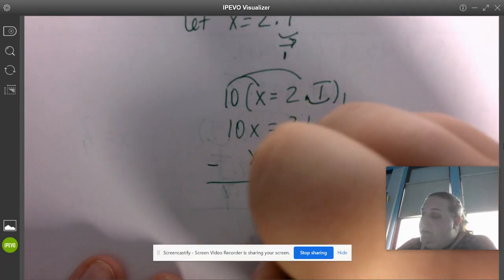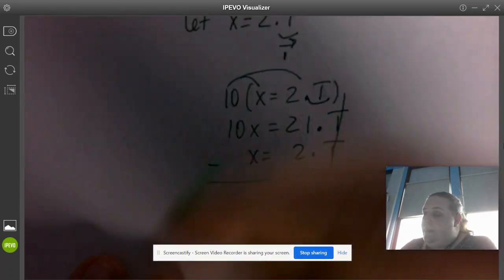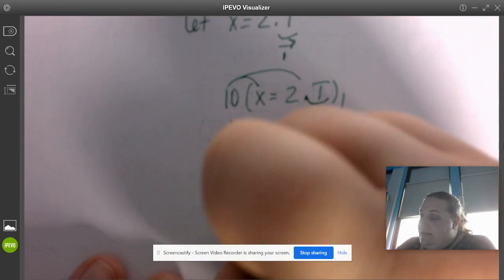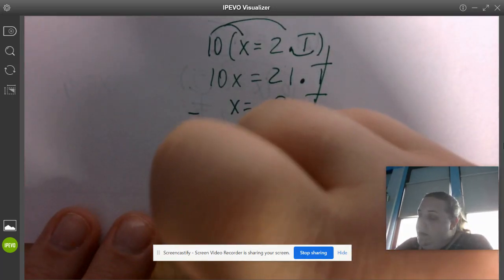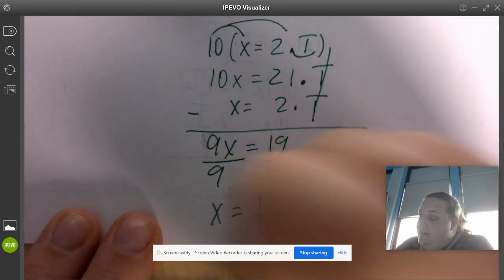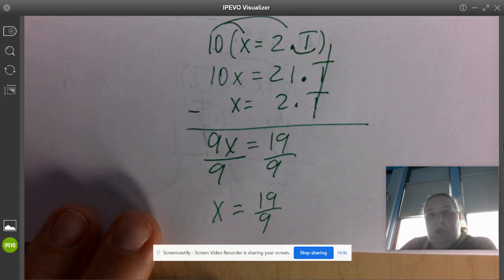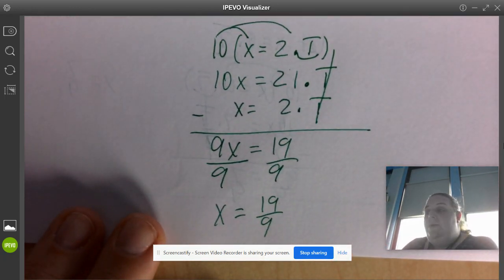So 21 minus 2 is 19. 10x minus x is 9x. We still divide by 9. So as a fraction, this is 19 over 9. You can't just guess that like you can using the pattern when there's no whole number.